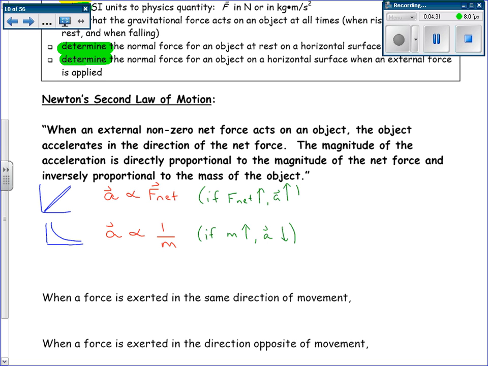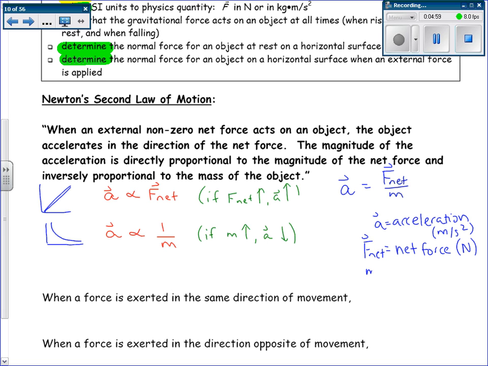What this all leads to is the formula for Newton's second law, which says that acceleration is equal to F net divided by mass. Okay? Where a is acceleration in meters per second squared, F net is net force in newtons, and m is mass in kilograms. Okay? And this formula is on your formula sheet.